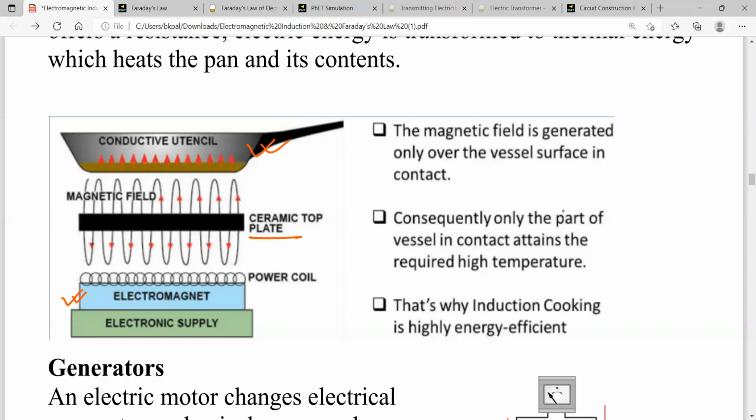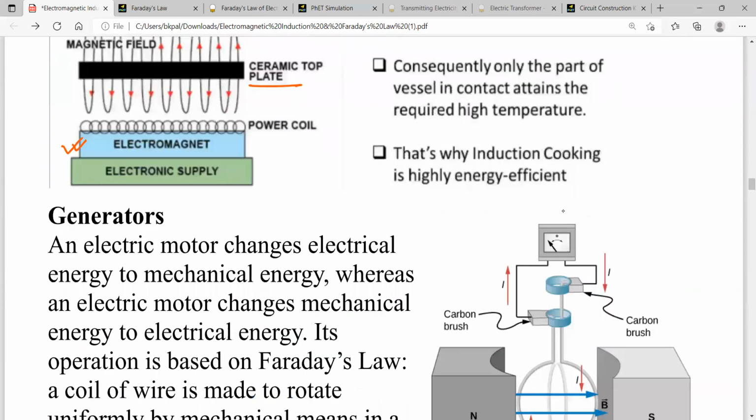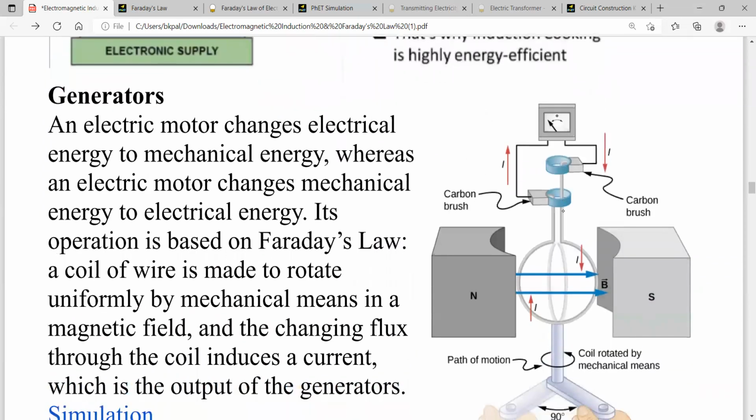All right. The next thing is the generator. A generator is very similar to what you learned in the last chapter. In the last chapter you learned about the electric motor. So a generator is very similar to an electric motor.